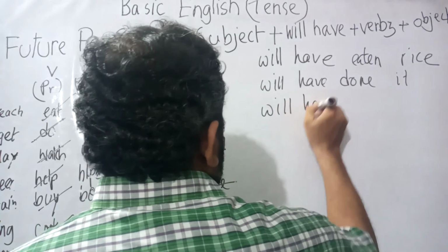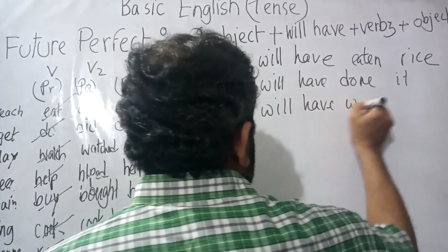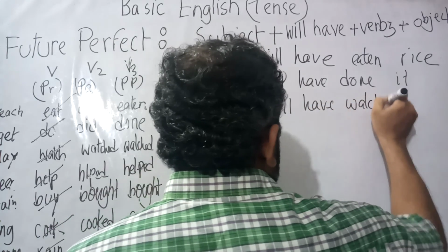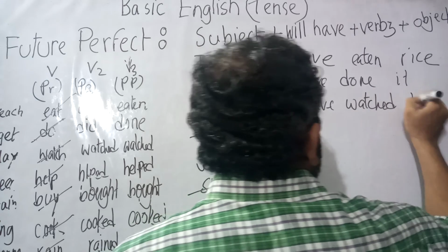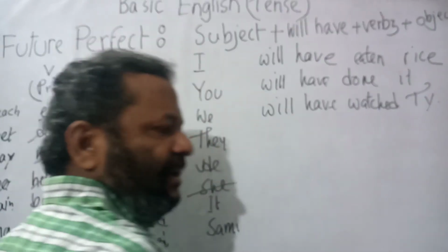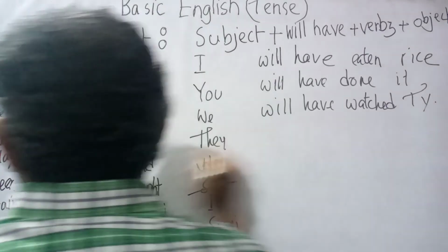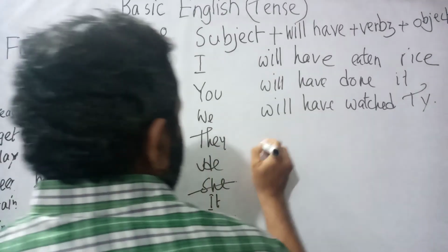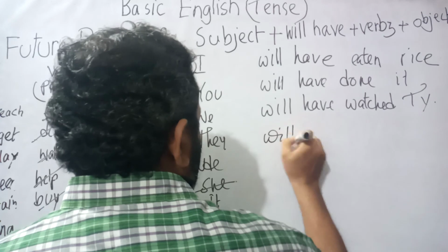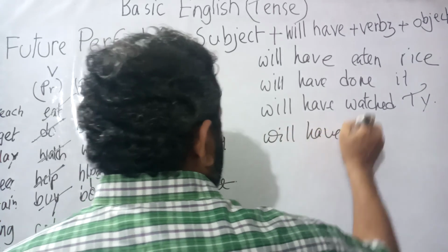Then if the verb is watch, we will have watched. We will have watched TV. Instead of TV, we can say movie. We will have watched movie. Then if the verb is help, they will have helped us.